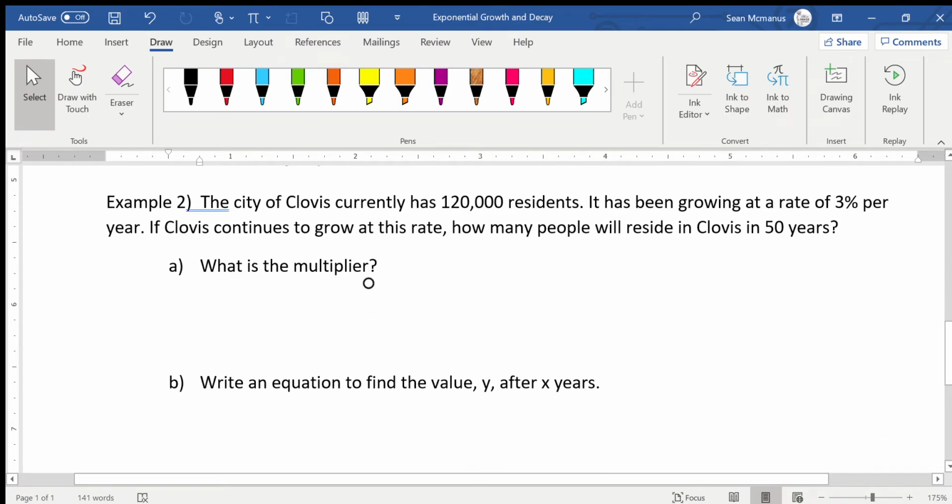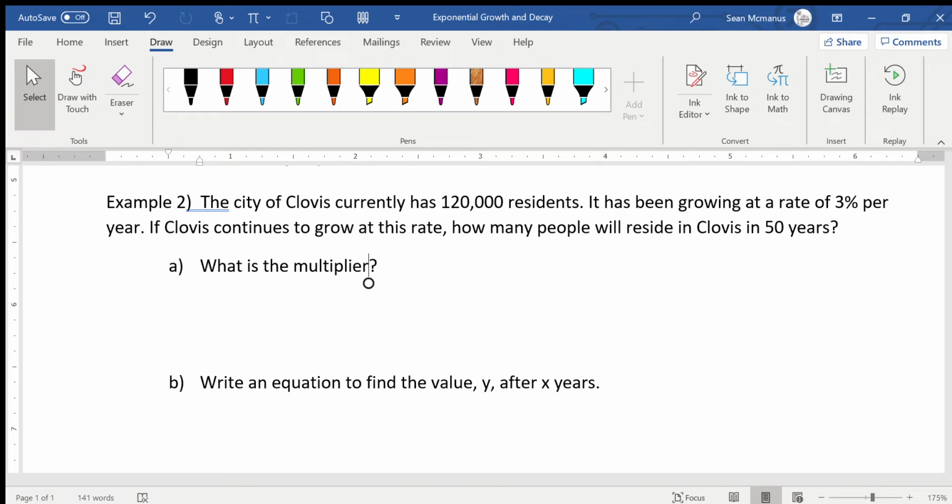So example 2, the city of Clovis currently has about 120,000 residents. It's been growing at a rate of 3% per year. If Clovis continues to grow at this rate, how many people will reside in Clovis in 50 years?